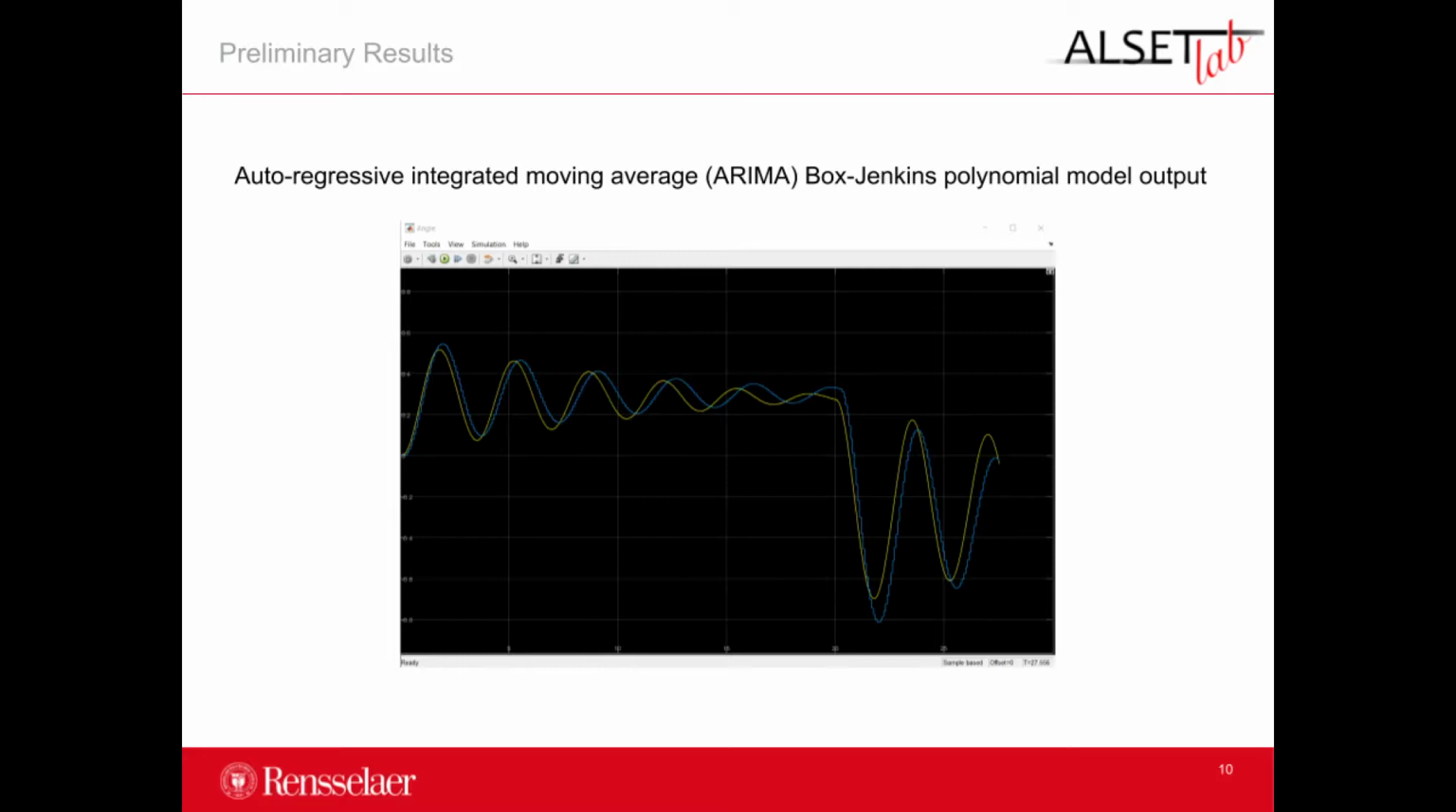In this work, it was determined that the output from an auto-regressive integrated moving average Box-Jenkins polynomial model best fit the measured output of the Quanser AERO. As you can see, the trajectory and amplitude of the model output closely follows the measured output. However, you can also observe a pretty big discrepancy in phase or frequency between the two outputs.